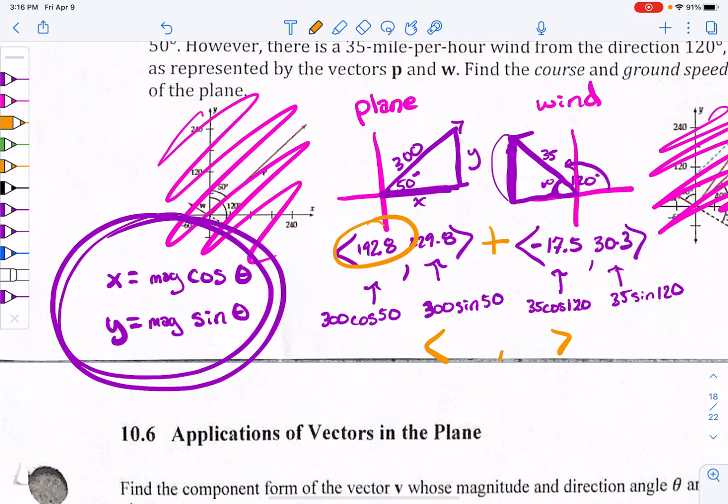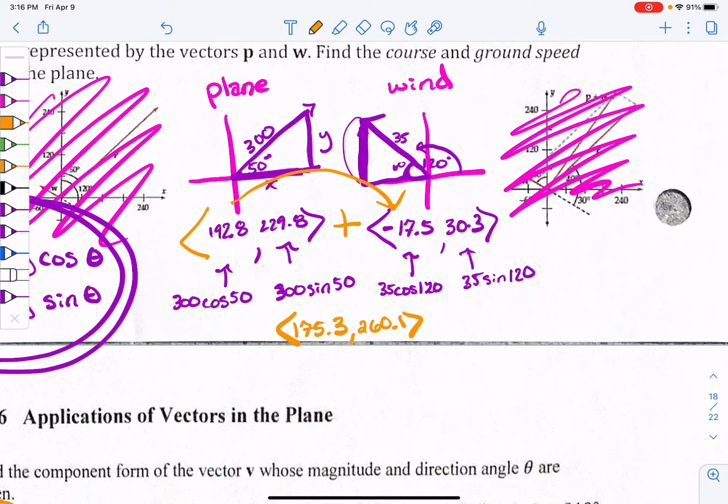192.8, we take it and add it to negative 17.5, or just minus 17.5, and that is 175.3. Okay, and then we've got, I think that's 229. Yep, 229. 0.8 plus 30.3, and that is 260.1. I'm not going to try to do these in my head. All right, so that was step number 2. We added the vectors together, and now we have to find the magnitude and direction of the resultant force.